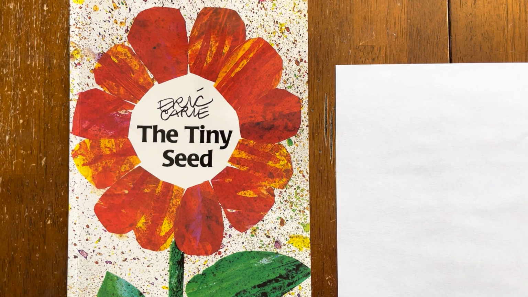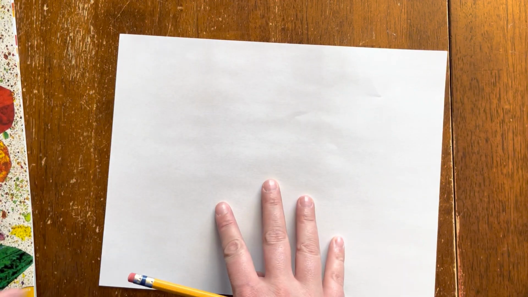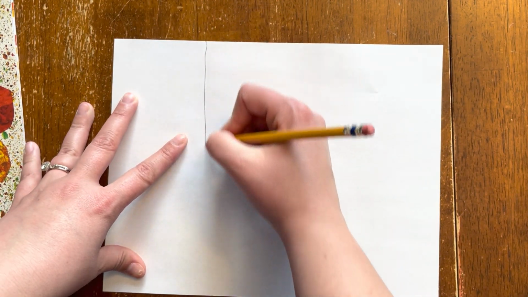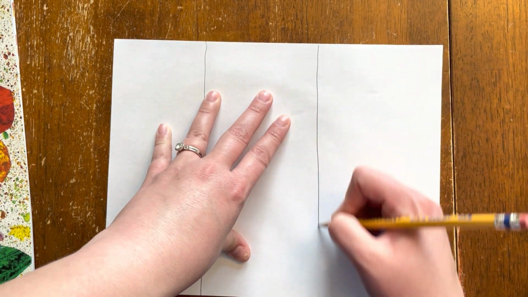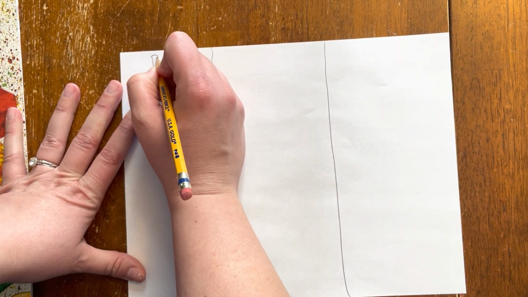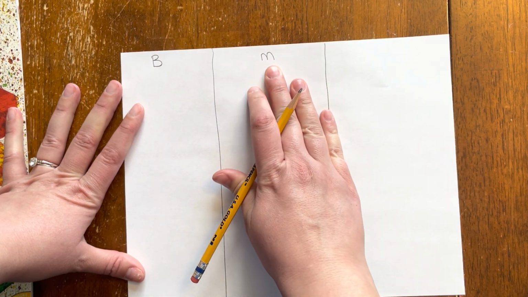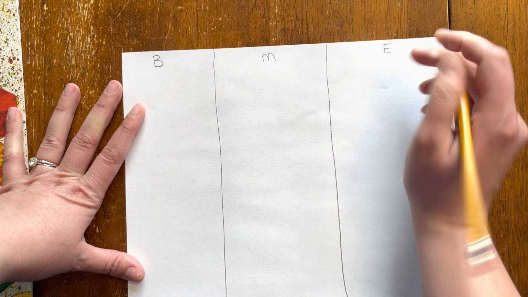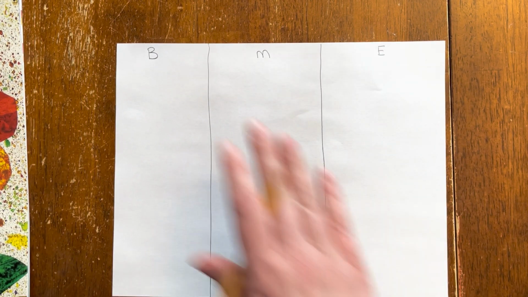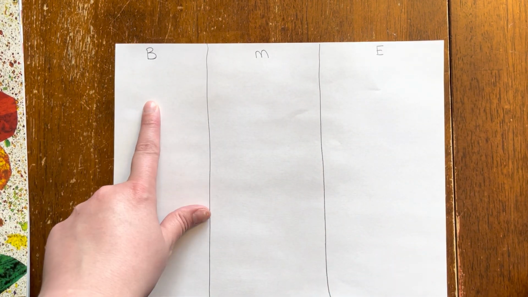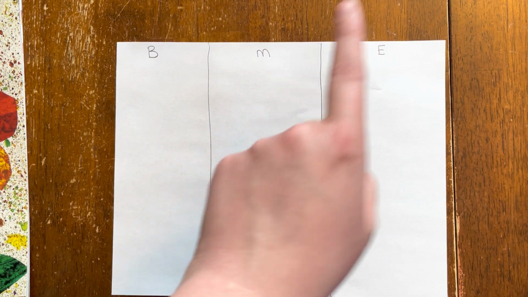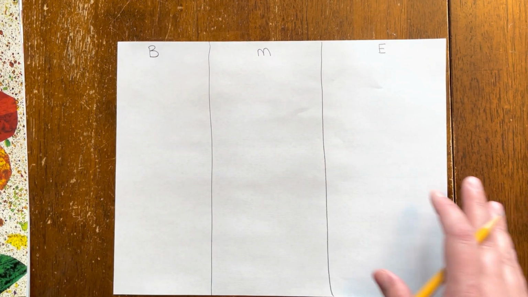And today we're going to be talking about what happened at the beginning of the story, what happened at the middle of the story, and what happened at the end of the story. So go ahead and take a piece of paper, and I'm going to draw 2 lines on my piece of paper. And I'm going to put a B on one of them for beginning, an M for middle, and the E for end. So we're going to draw a picture of what happened at the beginning, what happened at the middle, and what happened at the end.